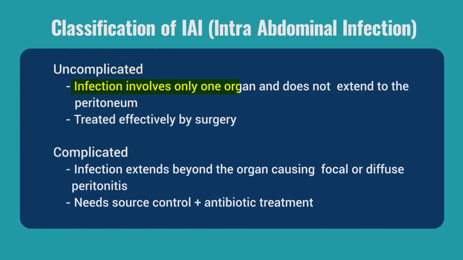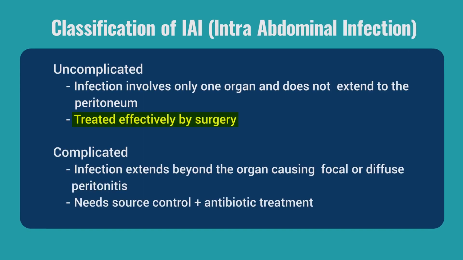Uncomplicated means the infection is contained in only one organ and it does not extend into the peritoneum. So there is only one organ involvement. The peritoneum is not involved. So that means the infection is easy to control even with antibiotics plus or minus surgery, or even surgery alone can treat the infection without an antibiotic course of treatment.